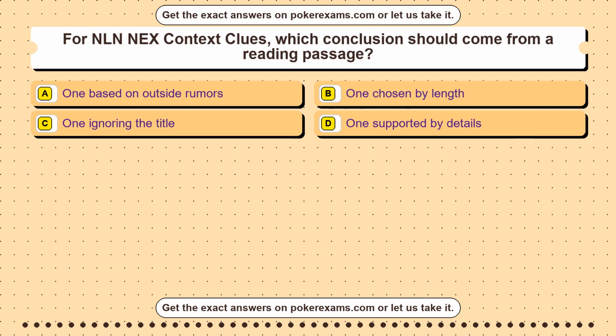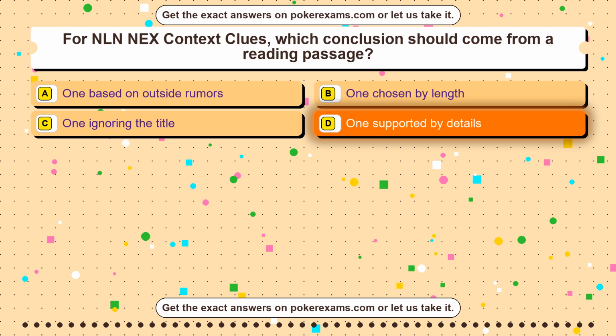Question 42. For NLN NEX Context Clues, which conclusion should come from a reading passage? Option A. One based on outside rumors. Option B. One chosen by length. Option C. One ignoring the title. Option D. One supported by details. The correct answer is option D.